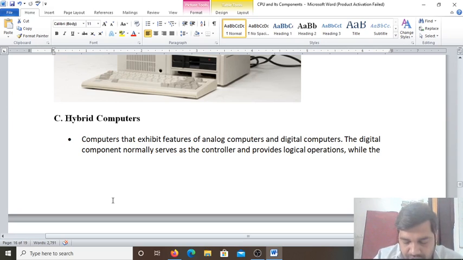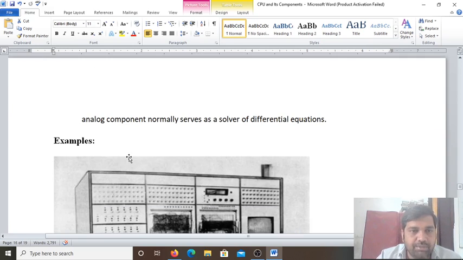General purpose computers are used for different types of applications. They can store different programs and do the jobs according to the instructions specified in those programs. So most of the computers we see today, which we are using at our school or at home, are general purpose computers. Next is the hybrid computers.